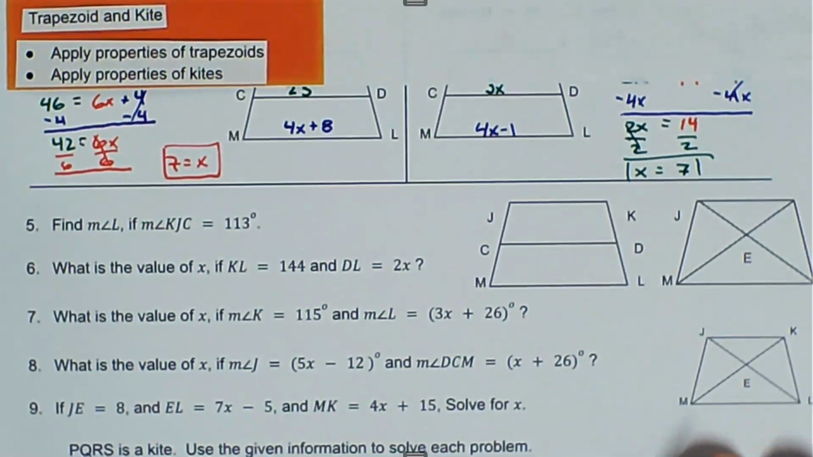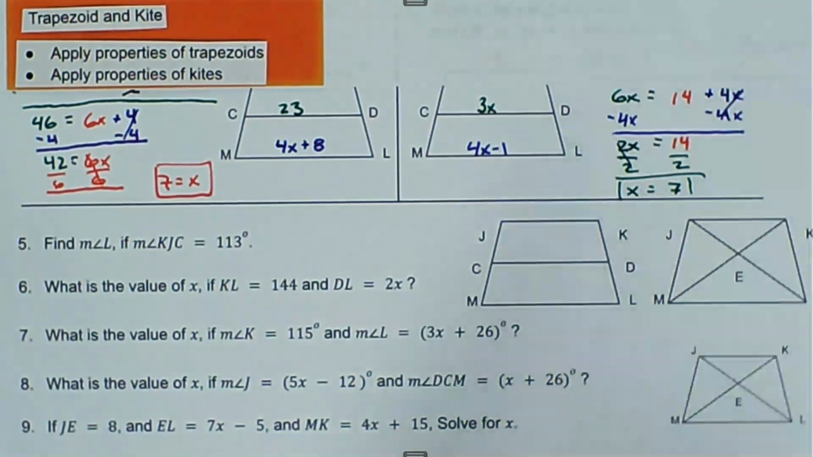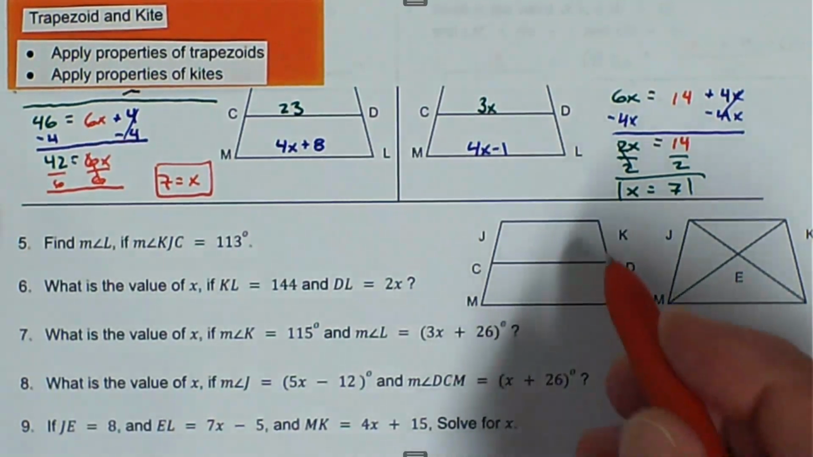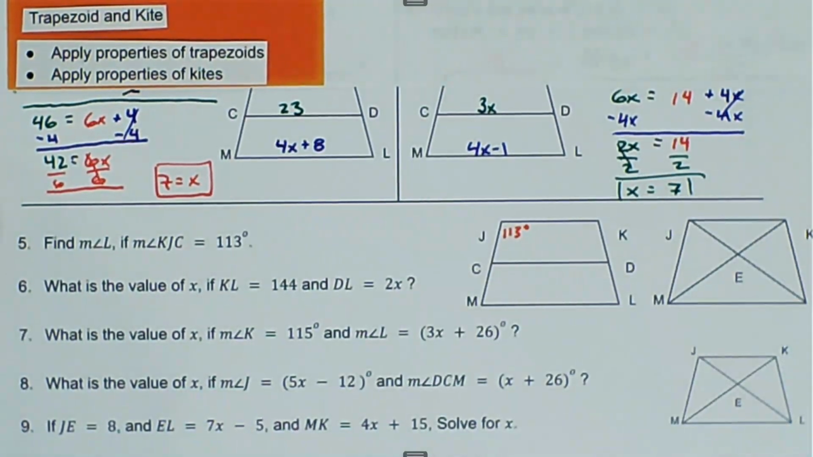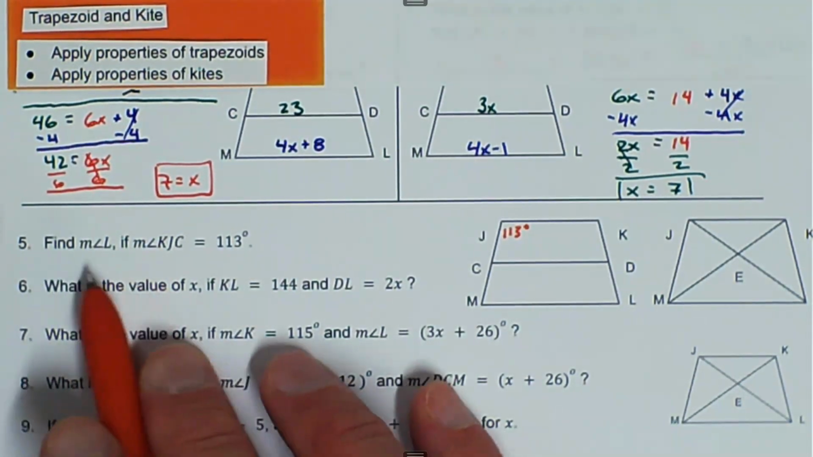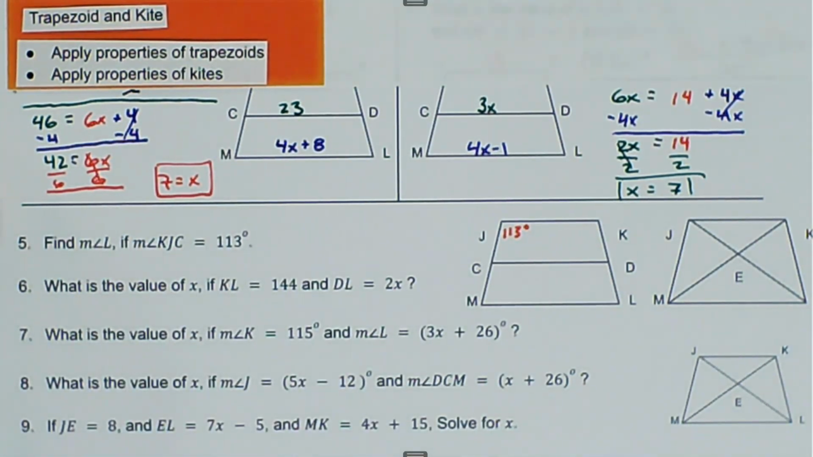And we have a few more to work with here. Number 5, find the measure of angle L if the measure of angle KJC is equal to 113. So KJC is equal to 113 degrees. And then it says find the measure of angle L. And the measure of angle L is over here.